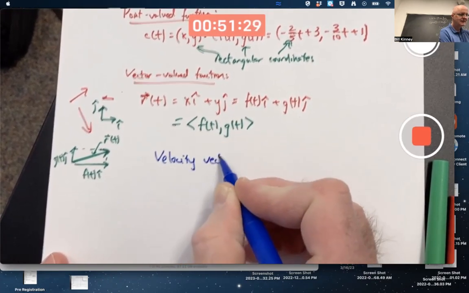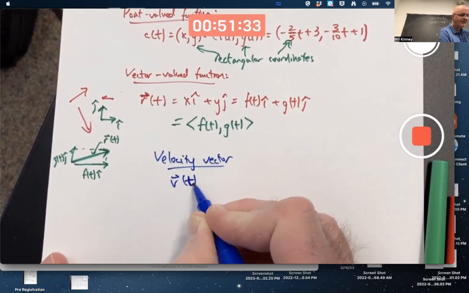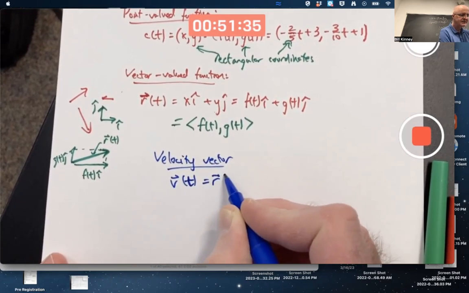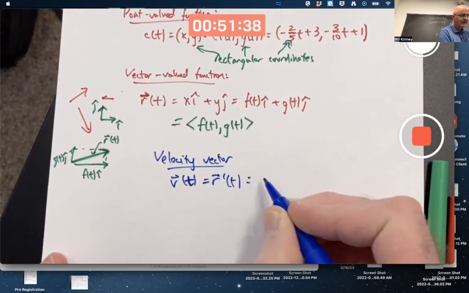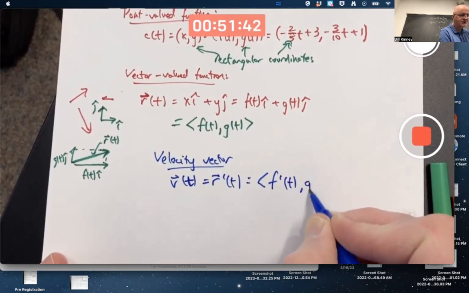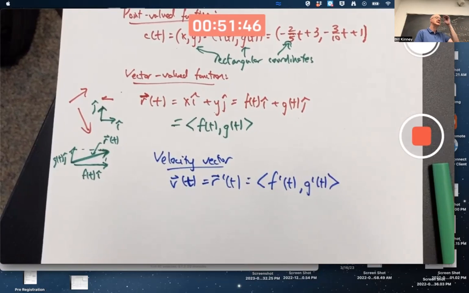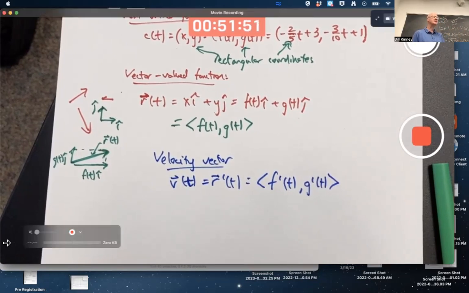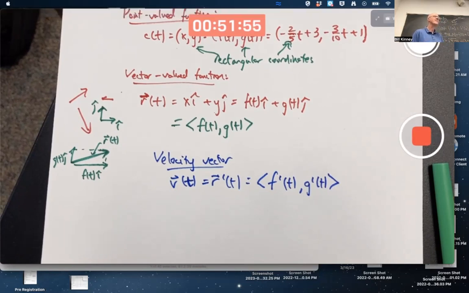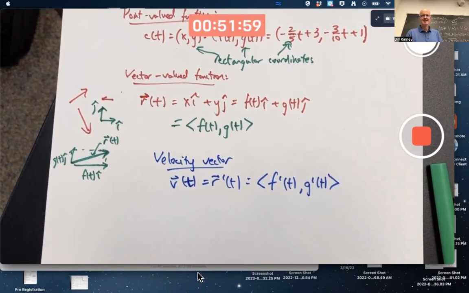Velocity vector. Call it v of t with a little half arrow above the v. That's the derivative of the position vector. And I'm just going to use this notation. You find it by differentiating the f and the g, the so-called components of the position vector. That's also an arrow, or it can be visualized as an arrow. Where should you visualize it as an arrow? And what does it equal?